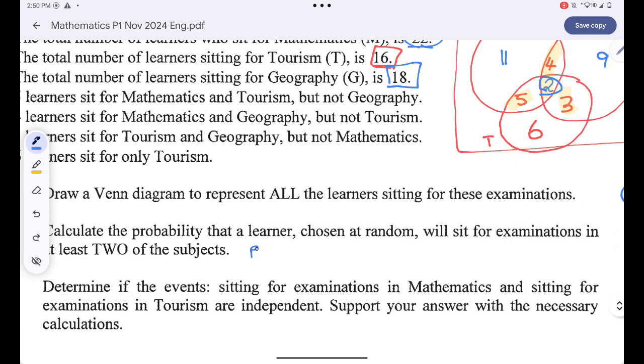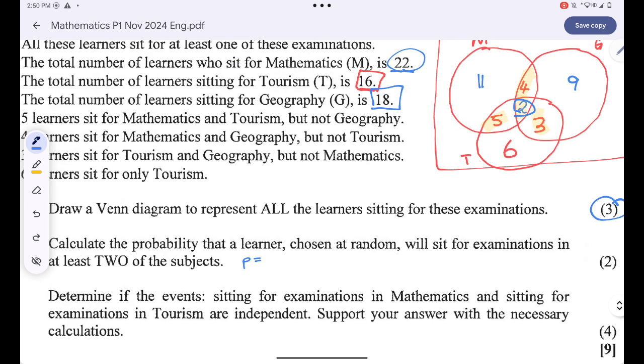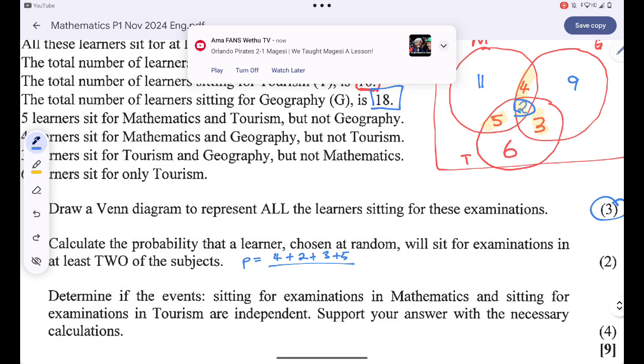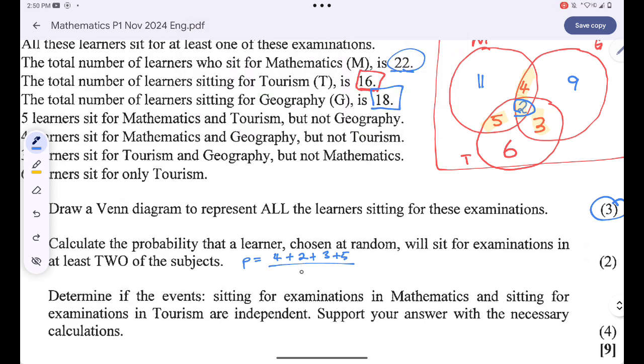So the probability over here, guys, I'll just take these numbers over here and add them. 4 plus 2 plus 3 plus 5 divided by the total number in the sample space. So this is basically, what's this? That's 14 over 40. 14 over 40, which is just 7 over 20. The answer is 7 over 20.